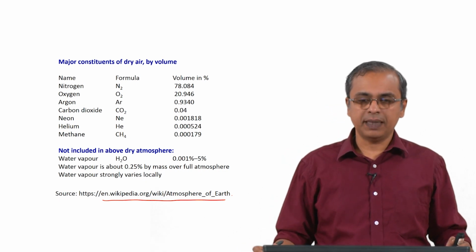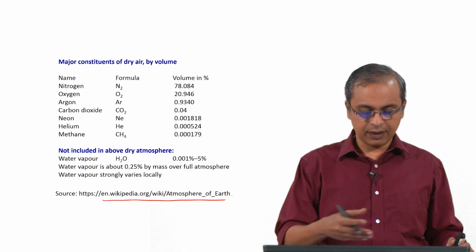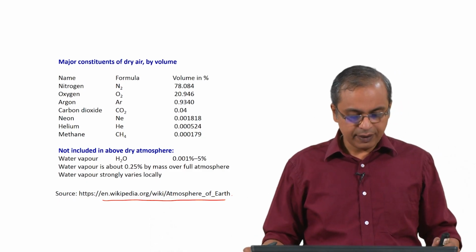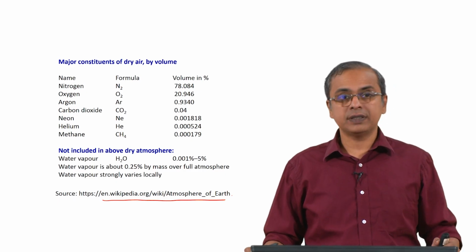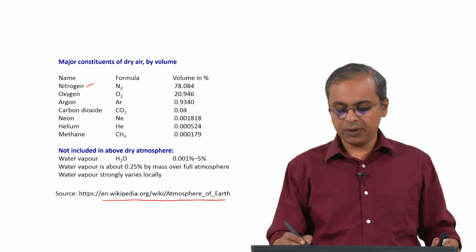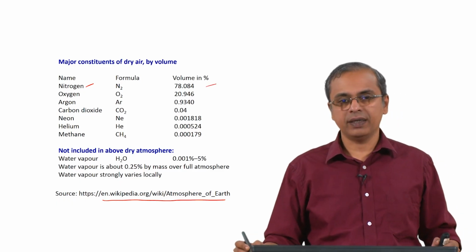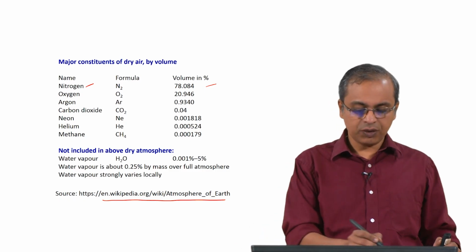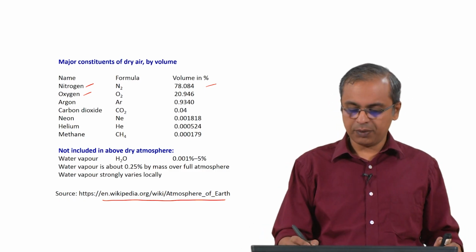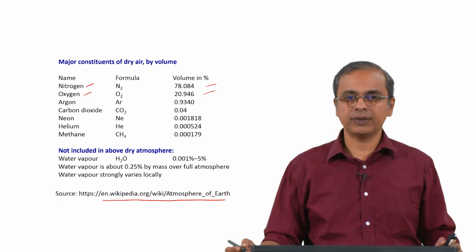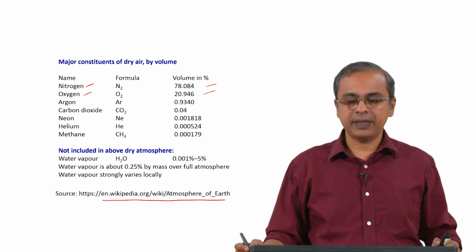It gives you the composition of the various gases that are present in the atmosphere. If you look here, the most significant constituent is nitrogen, about 78% of the atmosphere by volume. The next major constituent is oxygen, nearly 21%. These are the two major constituents of air, and that is what we are breathing in and out all the time.